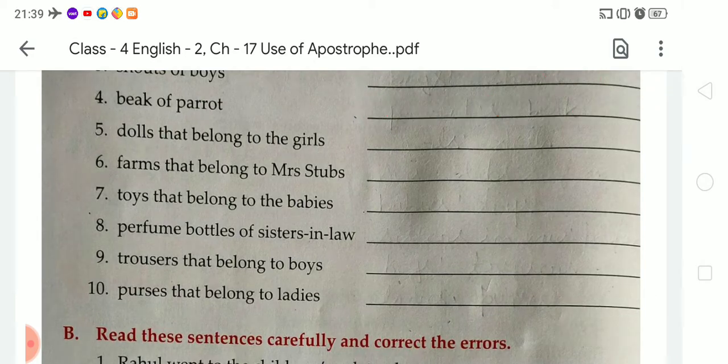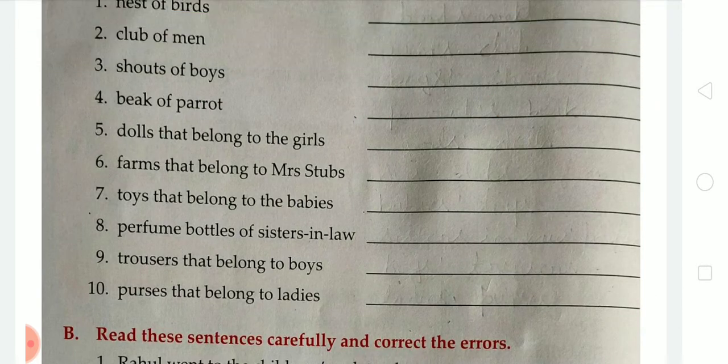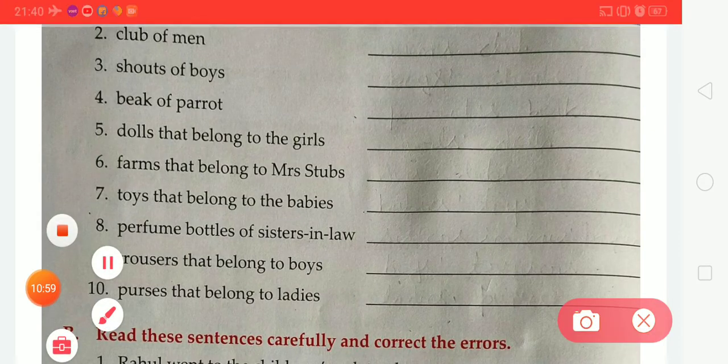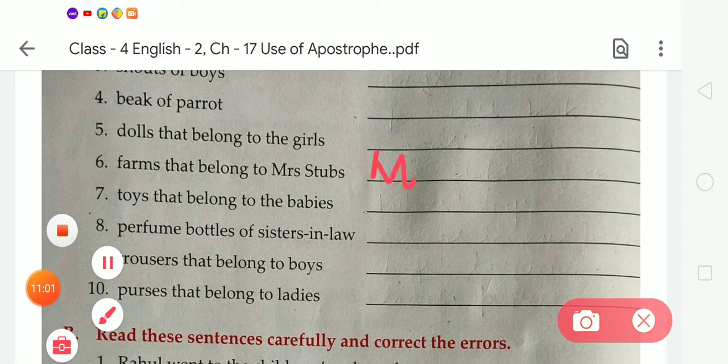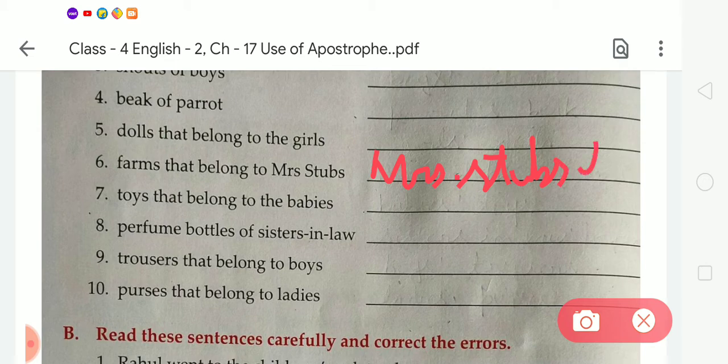Come to the next, beak of parrot, so we have to write parrot's beak. Okay student, next, frame that belongs to Mrs. Stubbs. Okay, so we have to write Mrs. Stubbs' frame. Okay, next, number 7, toys that belong to the babies, so we have to write babies' toys.